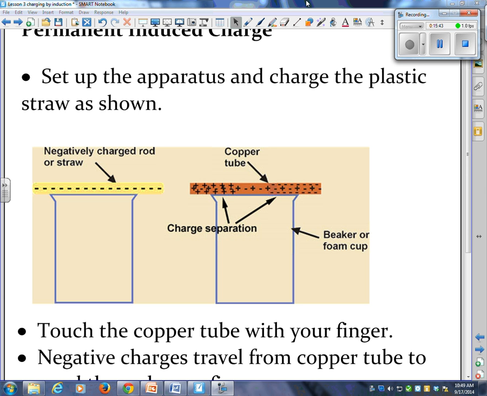Okay, let's get through this here, and then I've got a video to show you. Who doesn't love Mythbusters? Set up the apparatus to charge the plastic straw as shown. So you've got this negative straw here. You bring it close to the copper tube. What happens to all the electrons? They go that way. This end becomes negative. This end becomes positive. Then touch the copper tube with your finger.